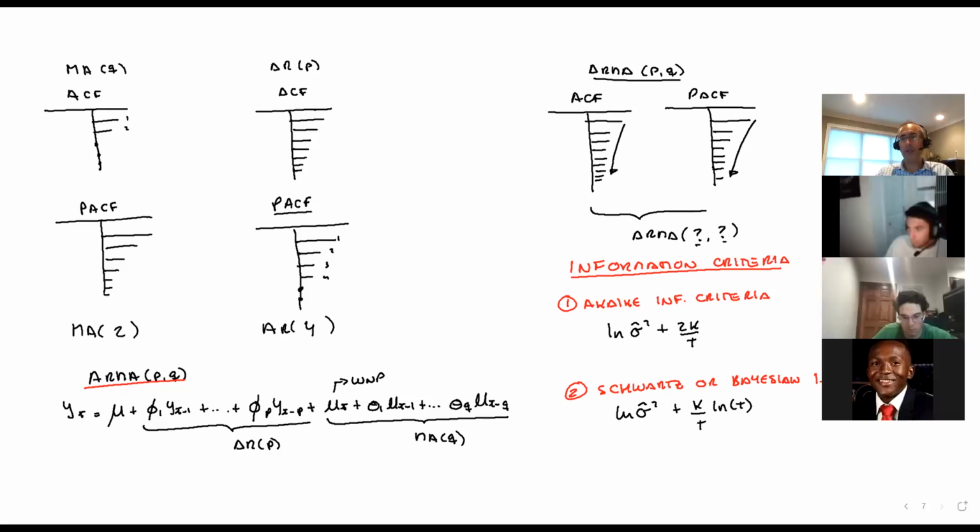And this is something we're going to talk about later. So we're going to rely on two criteria. There are three, but I think two are more than enough. And with that, we are going to be able to select between the ARMAs.